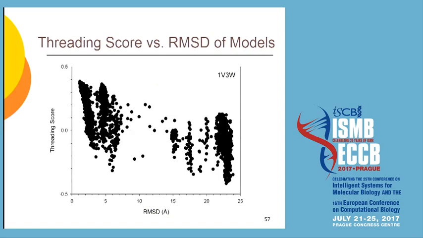And this is how the RMSD and the threading score correlate. In general, there is some correlation. You see that there are lots of structures with a similar RMSD but different threading scores. This is happening because of the shifting of the sequence mapped to the tree. So the structures do not change that much, but the threading score changes a lot.